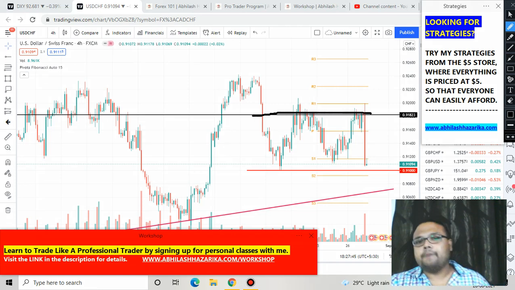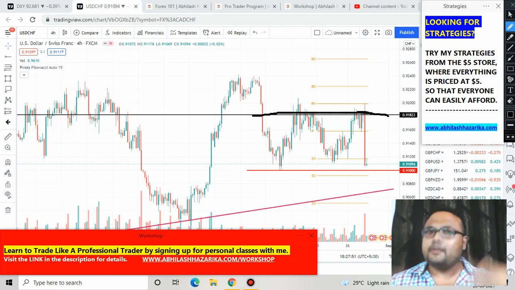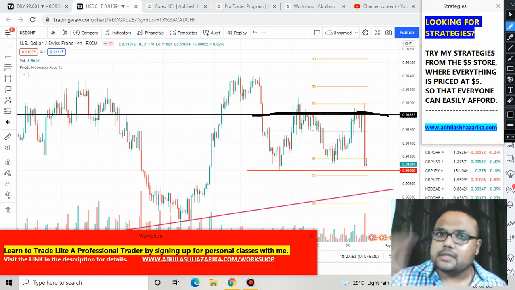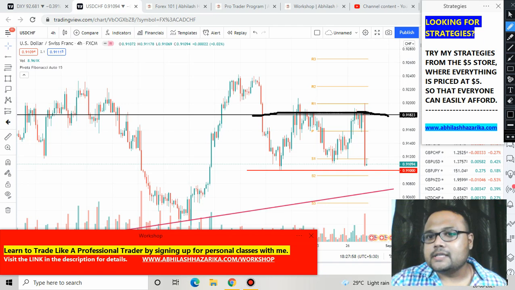So on Monday, or Tuesday, also in the coming week, whenever you see USDCHF going up from here, just keep in mind that this is a resistance from the weekly chart, and there is a good possibility that the market will be reversing from here.